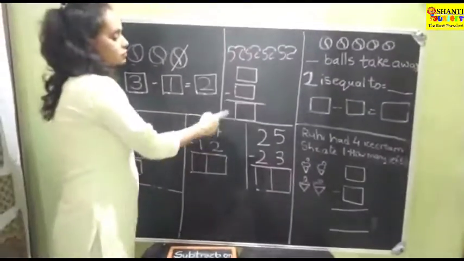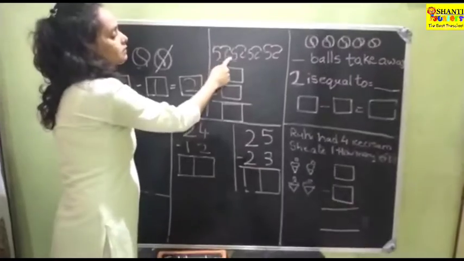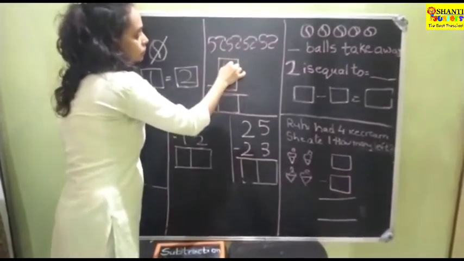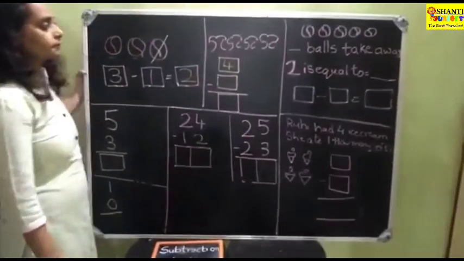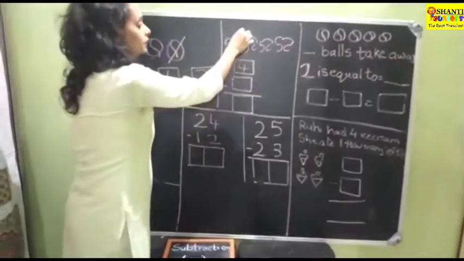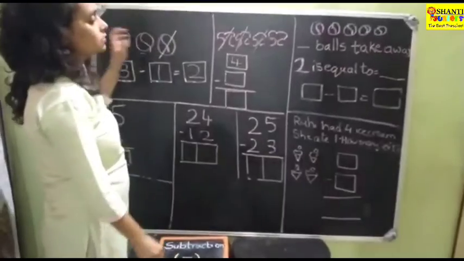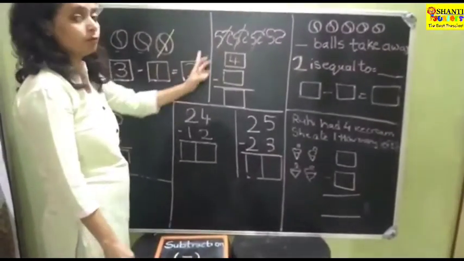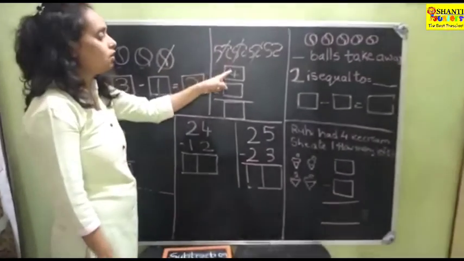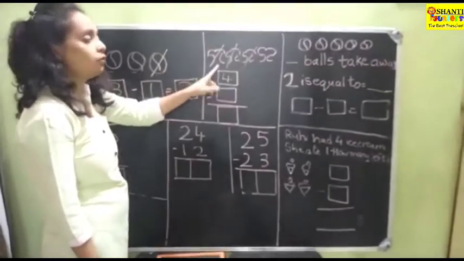One more sum we are going to do. Now how many trees are there? Count with me. 1, 2, 3, 4. So 4 trees are there, children. So the total is 4, and if we remove 3 trees, 1, 2, 3. In addition, what we used to do, we used to draw balls for both the numbers, but here we don't do that, you have to remove from the total.